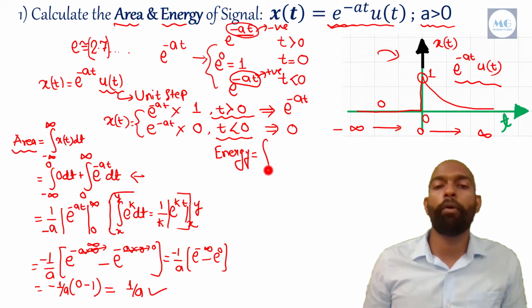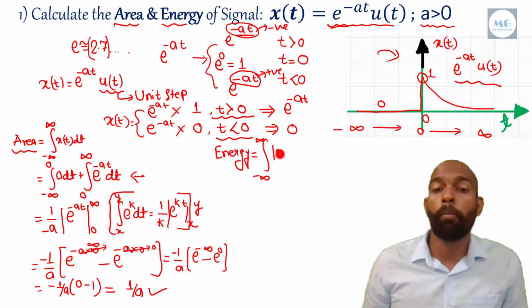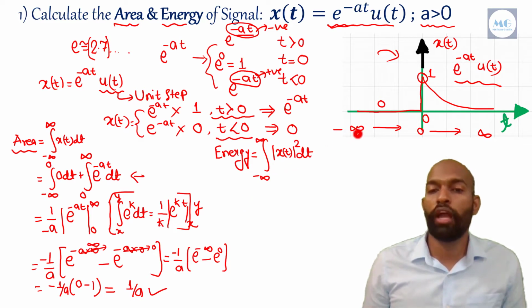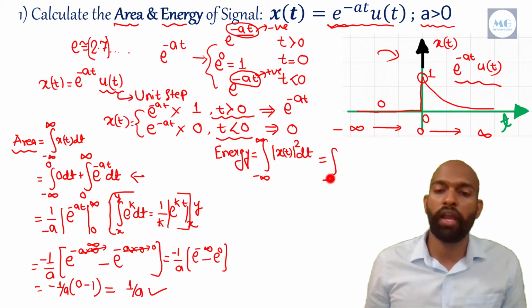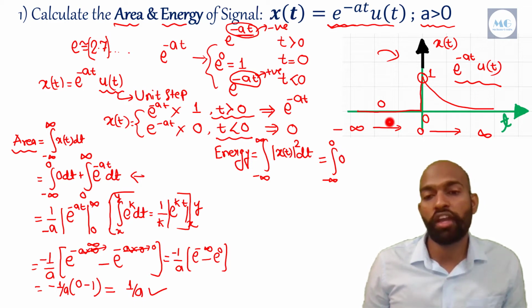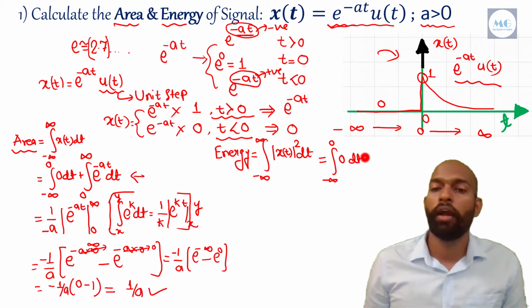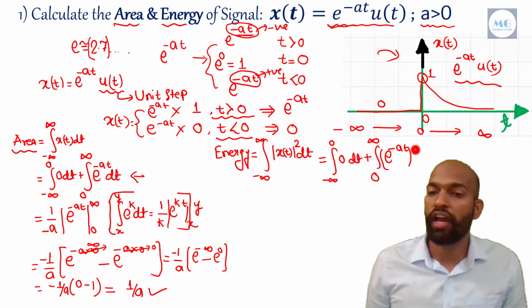As we know, the formula for energy is the integration from minus infinity to plus infinity of mod of x(t) square dt. This is the formula, so we have to apply it here. Here also we can divide the graph into two parts: from minus infinity to 0, mod of x(t) square is also 0 dt, plus from 0 to infinity, mod of x(t) is e to the power minus at whole square dt.